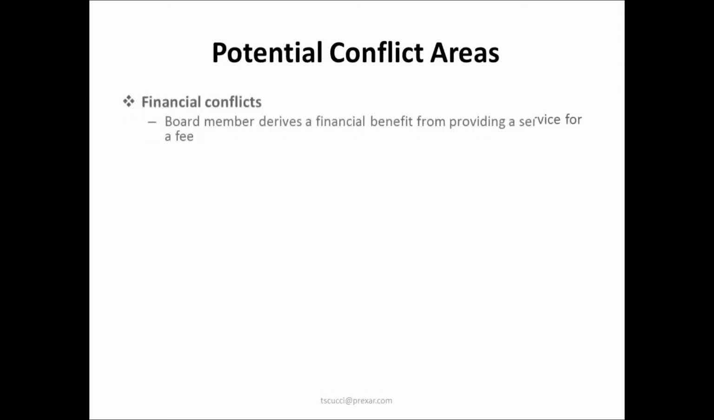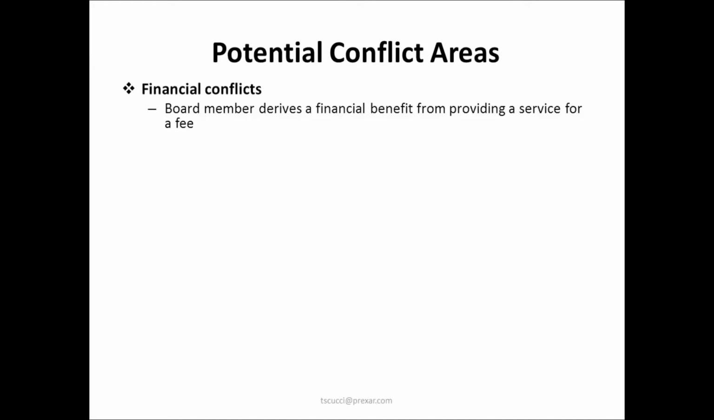Potential conflict areas. And I think what we're going to see here is the questions that you raised will be addressed to some extent when we look at these areas. So potential conflict areas around financial things. Board member derives a financial benefit from providing a service for a fee. Okay, so there's a conflict of interest there. If you're serving on the board and you're providing a service for a fee, those are two very different kinds of things and need to be reconciled in some way.